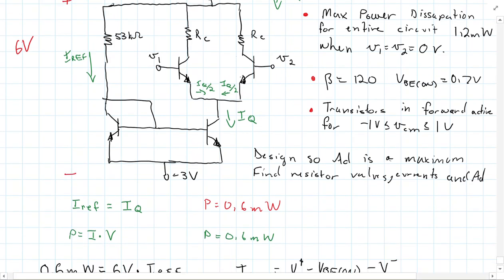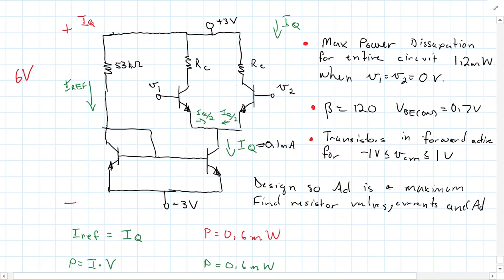Now, that also means, what do we have here? That this is equal to 1 milliamp. This is equal to 0.1 milliamps, right there. Now we need to figure out what RC is. The key thing here is to figure out what RC is, and it's kind of hidden on how we have to do this.